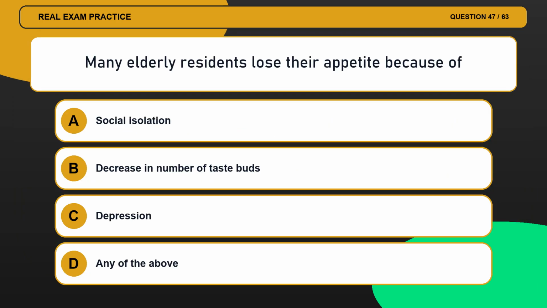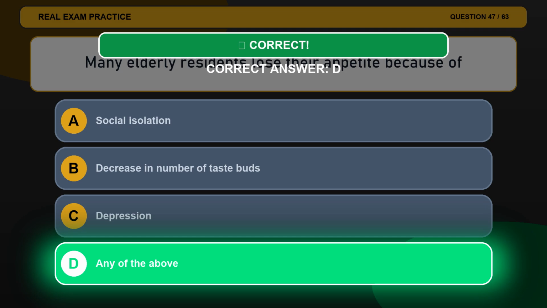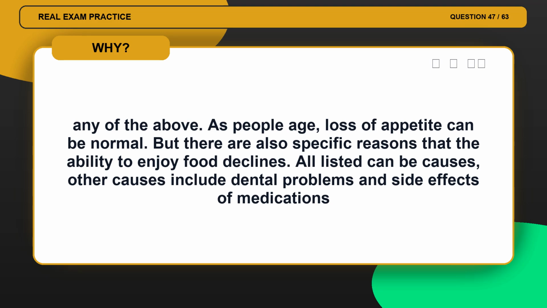Question 47. Many elderly residents lose their appetite because of: Option A, social isolation. Option B, decrease in number of taste buds. Option C, depression. Option D, any of the above. The correct answer is option D, any of the above. As people age, loss of appetite can be normal, but there are also specific reasons that the ability to enjoy food declines. All listed can be causes. Other causes include dental problems and side effects of medications.